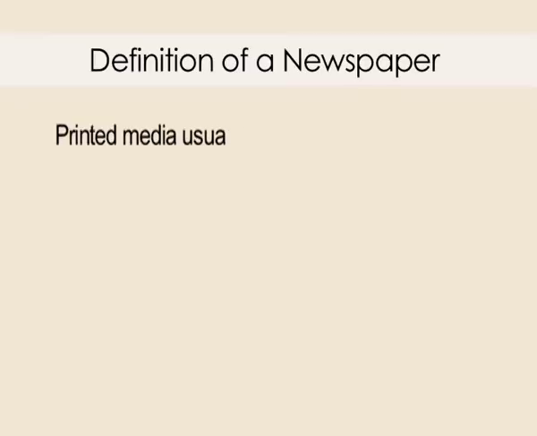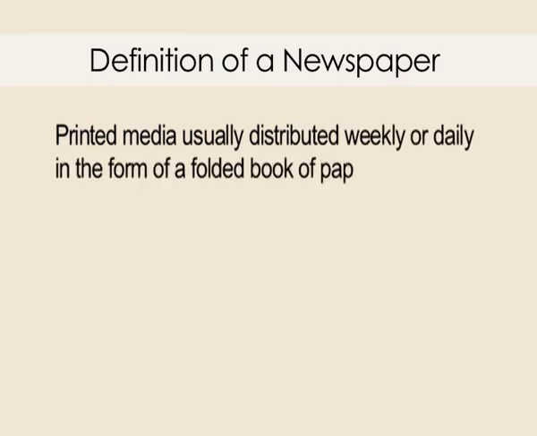What is a newspaper? We all know what a newspaper is because we pick it up every morning, because that is something which is integral to our lives. But even though we know what a newspaper is, it might also be useful, when we are studying the science of newspaper, to know the formal definition of a newspaper. So a newspaper can be explained or defined as a printed media which is usually distributed on a weekly basis or on a daily basis in the form of a folded book of papers.